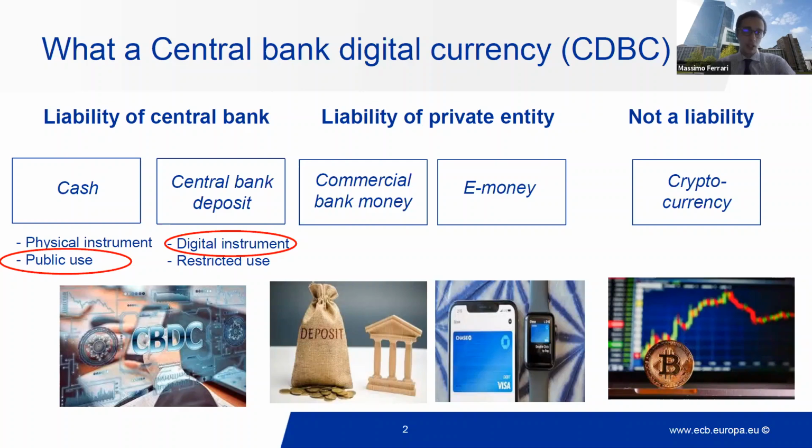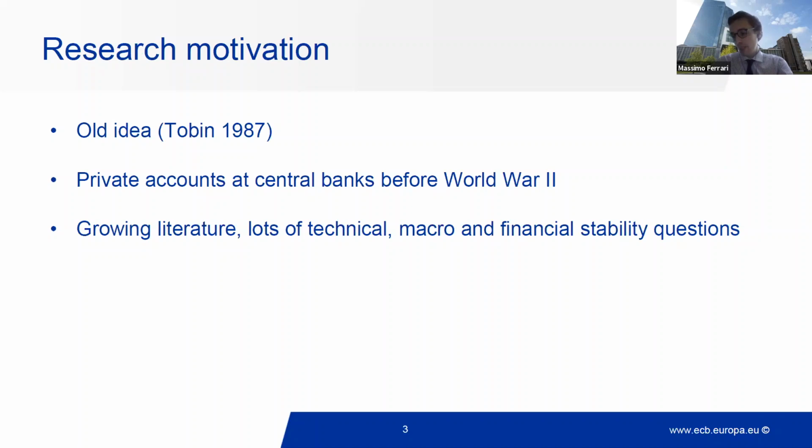The idea of this paper comes from the ongoing debate on what would happen when and if central banks issue a CBDC. And if you think about it, it's not a completely new concept. Already Tobin in the 1980s had the idea of the general public having an account at the central bank. And these accounts are not completely new in history. They were possible in the US before World War II, and also in France to some extent. Agents were able to hold money in some form at the central bank before the Second World War.